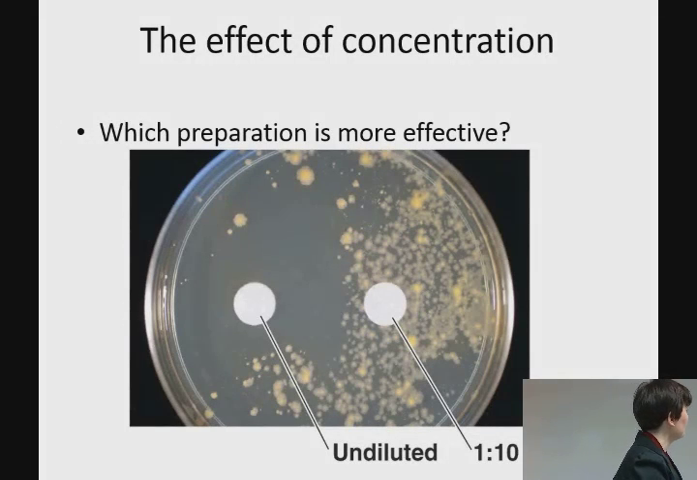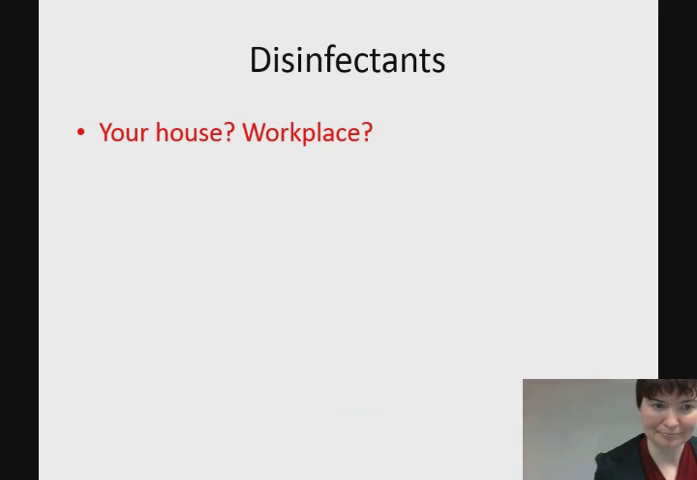So another thing to consider is the effective concentration. If we have the exact same chemical in two different concentrations, and this one is full strength from a bottle, and then we dilute it 1 in 10, and we have this other lower dilution, then what may happen is that this has a really large zone of inhibition, and this is completely ineffective, right? So the concentration is important.